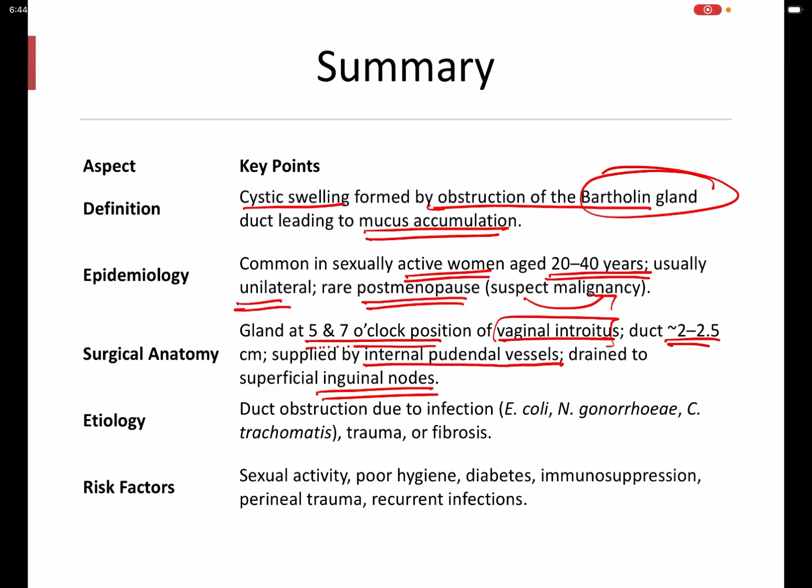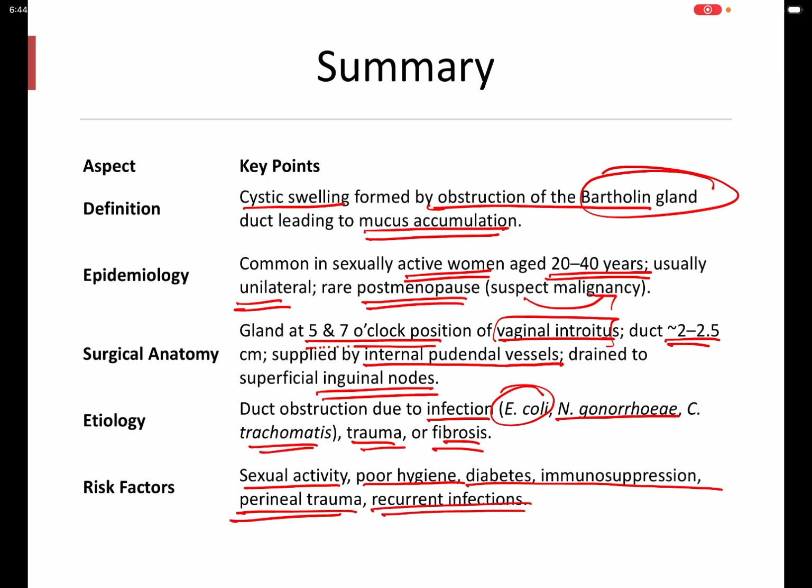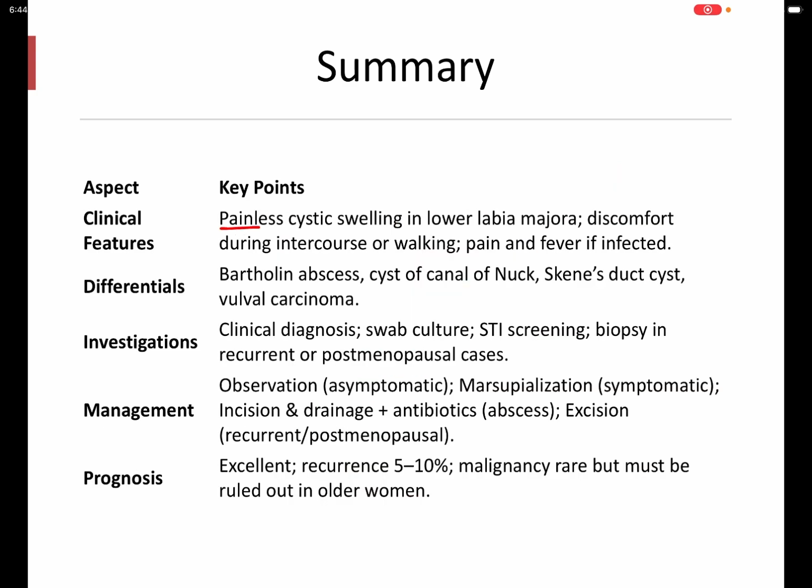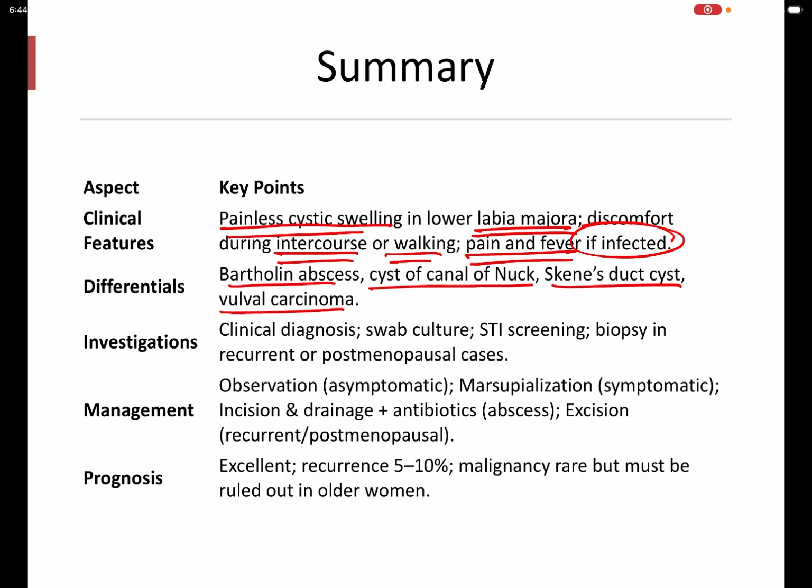Coming to the etiology, the duct obstruction due to infection like E. coli, gonorrhea, and trachomatis, trauma, or fibrosis can happen. Risk factors include sexual activity, poor hygiene, diabetes, immunosuppression, perineal trauma, recurrent infections. So clinical features include painless cyst swelling in lower labia majora, discomfort during intercourse or walking, pain and fever if infected. Differentials include Bartholin's abscess, cyst of canal of Nuck, Skene's duct, and vulval carcinoma. Diagnosis is mainly through clinical, but swab culture and STI screening is recommended, and biopsy if recurrent or postmenopausal cases.